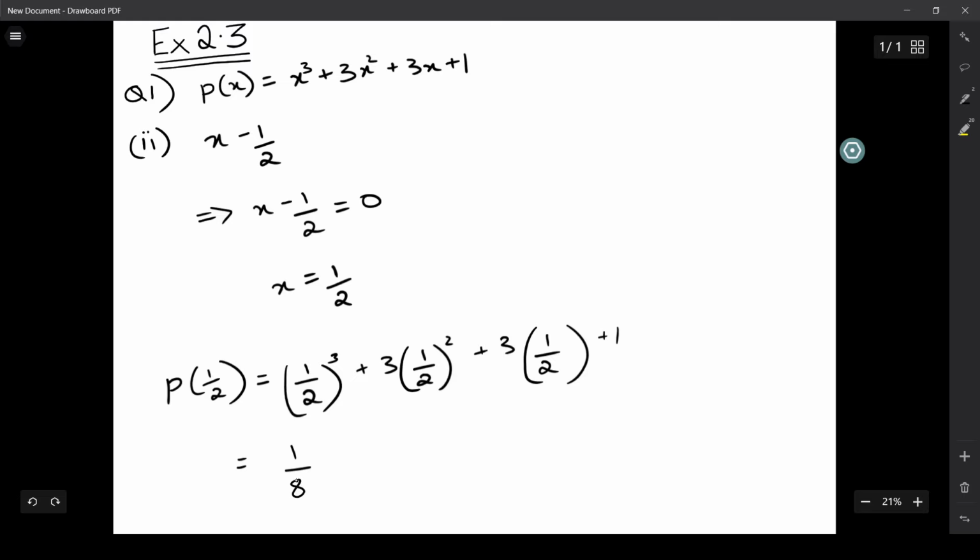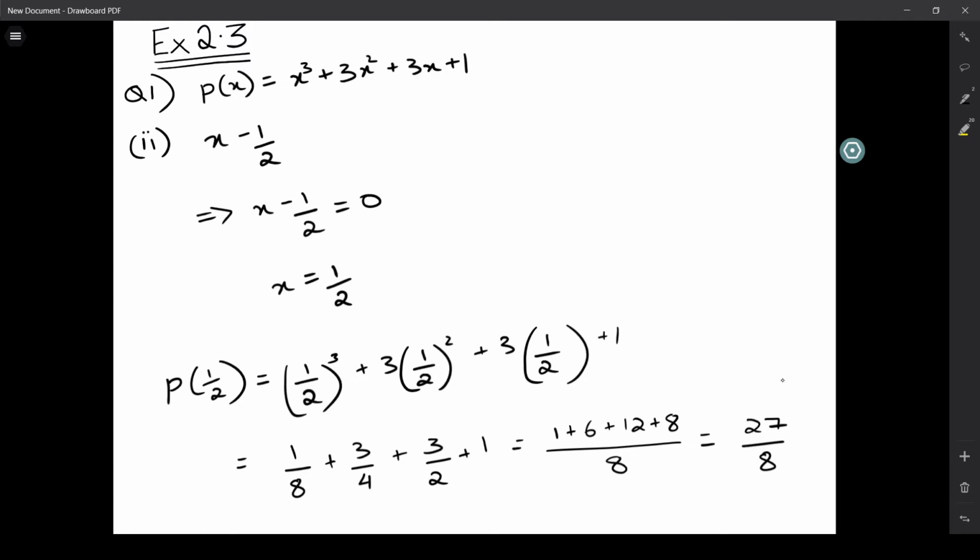This gives us 1 by 8 plus 3 by 4 plus 3 by 2 plus 1. Take LCM as a common base. I get 1 plus 3 2s are 6 plus 4 3s are 12 plus 1 8s are 8. This gives me 27 by 8 as the remainder.